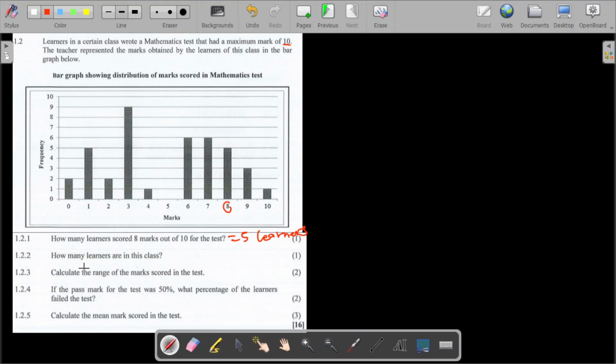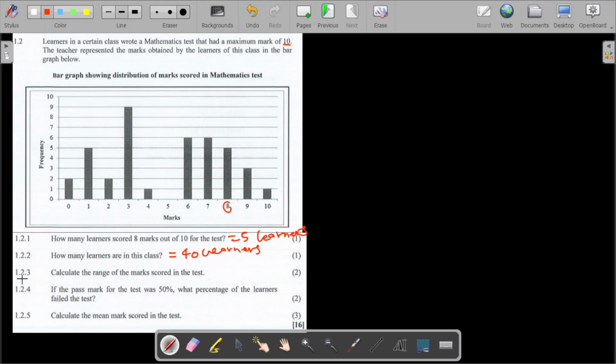So 1.2.2 now is asking us how many learners are in this class. So how do we calculate how many learners are in this class? We do that by adding up our frequency. So let's just calculate it together. It's going to be 2 plus 5 plus 2 plus 9 plus 1 plus 6 plus another 6 plus 5 plus 3 and then plus another 1. I hope if we add all those numbers, you can see that the learners that we have in class, we have 40 learners.